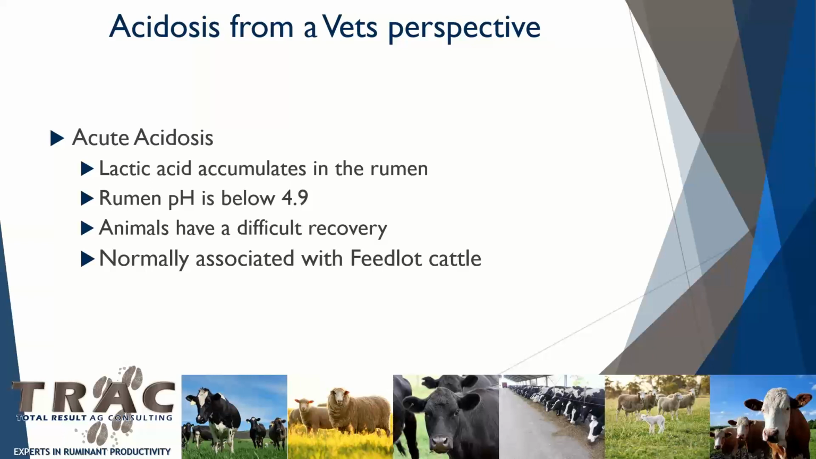If we look at acidosis from a vet's perspective, we're looking at acute acidosis, which is a lactic acid build-up in the rumen, where the pH is well below 4.9, and where these animals are, let's face it, really quite sick and have a difficult road to recovery. We normally see that associated with cattle in beef feedlots, where there are high grain intakes and low forage and fibre.